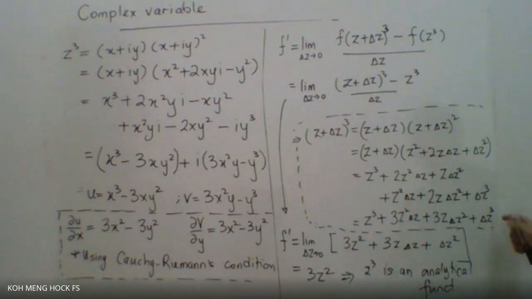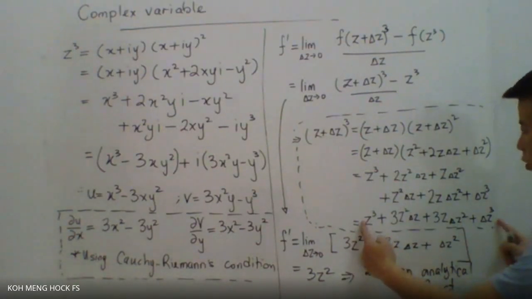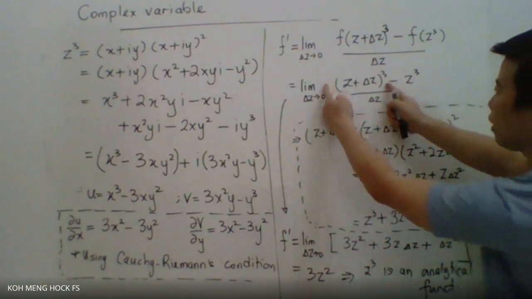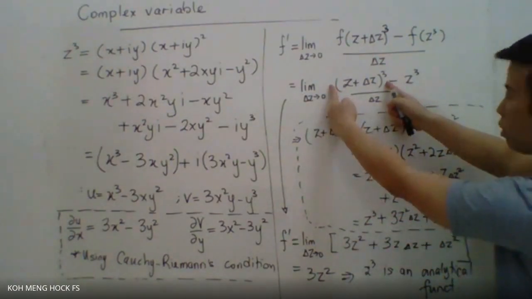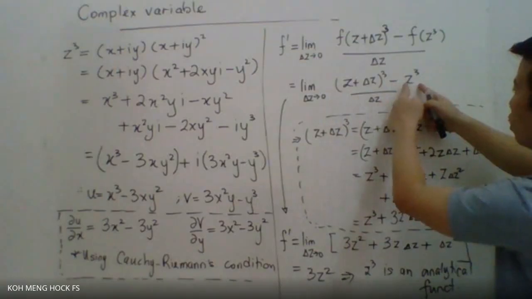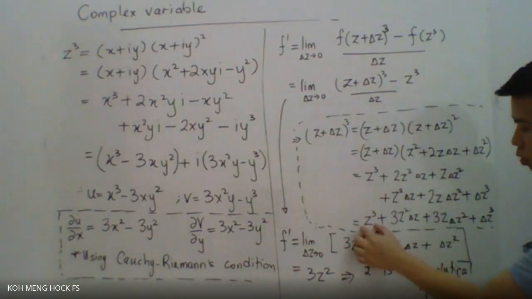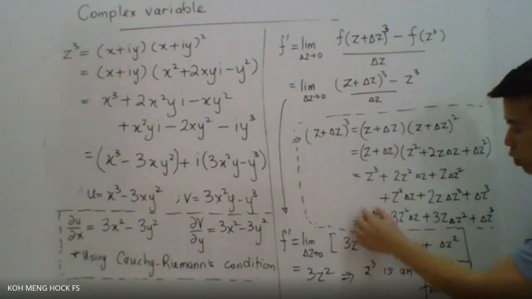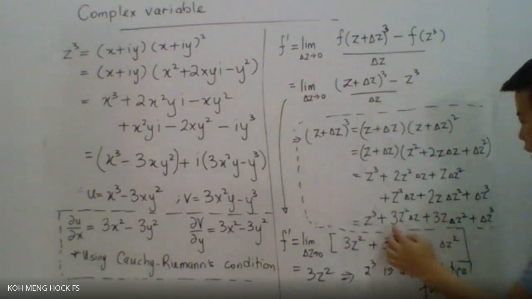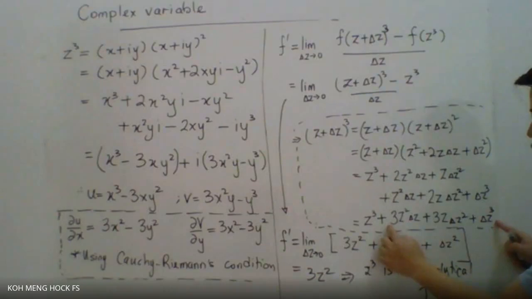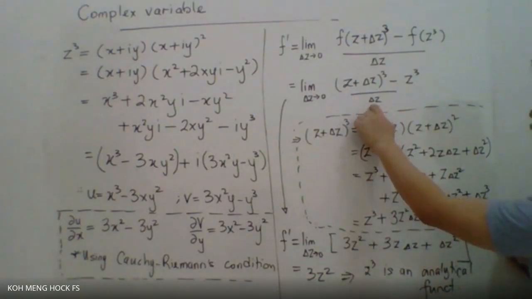Okay, so this term is the one that I get when I expand this one. Now I need to minus z to the power of 3 here. So it means my first order term here is going to vanish. This and this are going to cancel off, so I have the remaining term here. Now I need to divide by delta z.